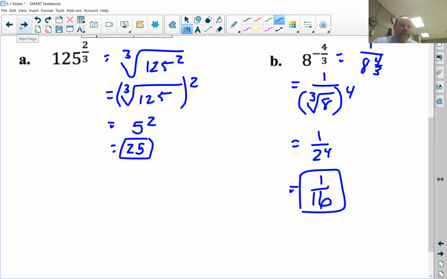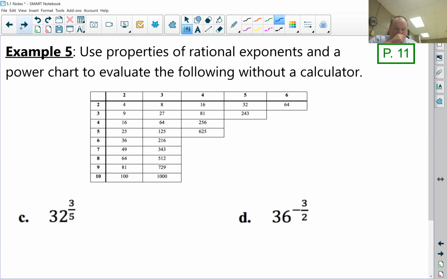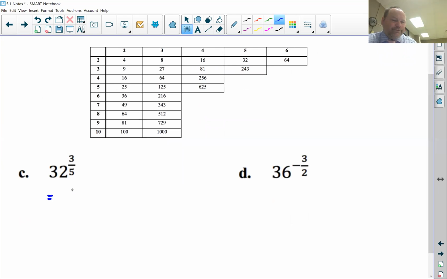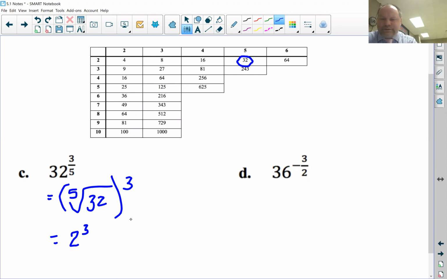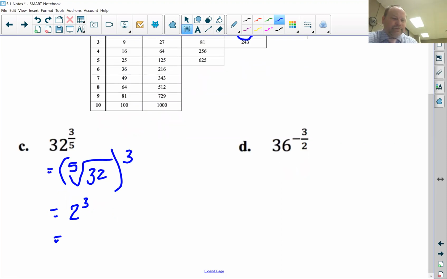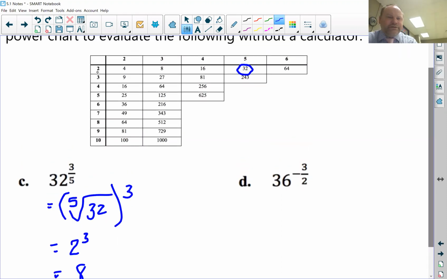A couple more. So here we would have the 5th root of 32 cubed. So 5th root of 32. So 5th root, that's across the top, of 32 is 2. 2 cubed, again, if I look at the table, is 8.